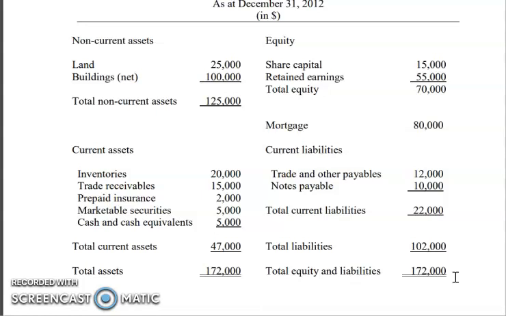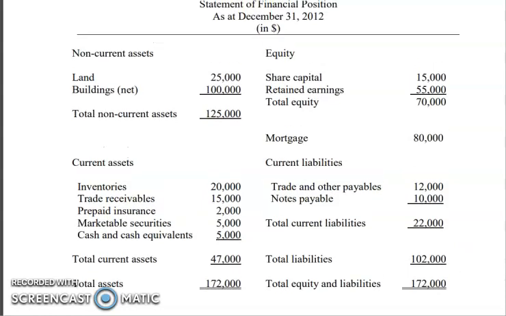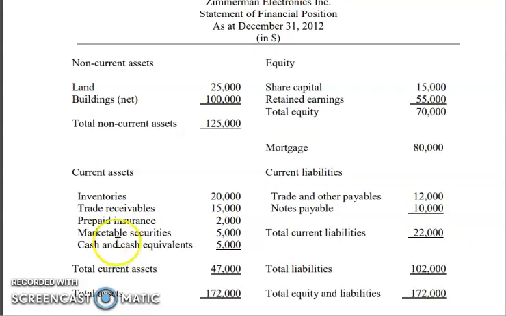172,000. Okay, so now looking at the left side of our balance sheet or statement of financial position, we have our assets. So we start with our non-current assets. We have land of 125,000, and then they're only listing buildings as the net. So they've taken the buildings at cost and subtracted off the accumulated depreciation to give us our net buildings. They're not providing that detail in these financial statements. So then we add those two together to give total non-current assets of 125,000.